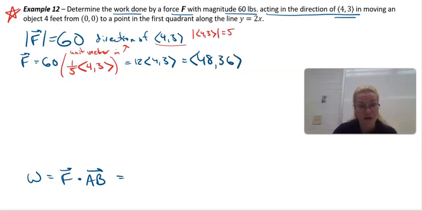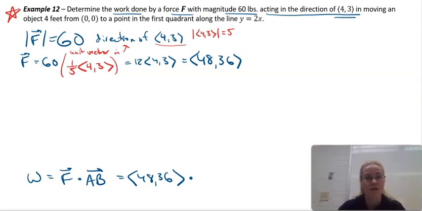So when I take my dot product, I'm going to be doing 48, 36 dot. And now what's new or challenging about this problem is how do we find AB? So looking at here, in moving an object 4 feet.